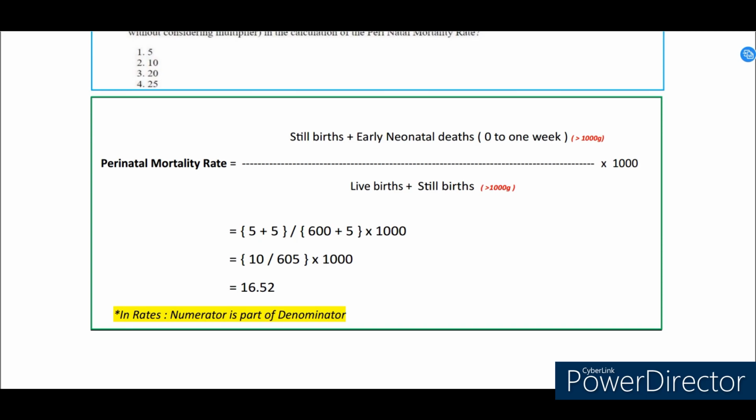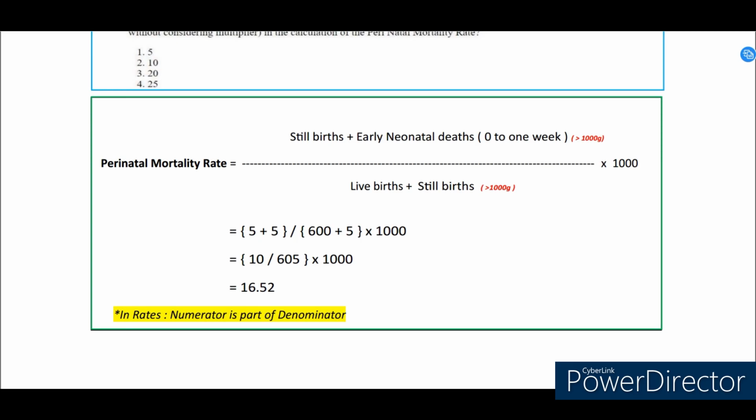And in the denominator, the live births is given as 600, and we need to add the stillbirths again in the denominator because it is a rate. Always remember, the numerator is part of the denominator in case of rates. If the question was perinatal mortality ratio, then in the denominator we need to take only live births. Okay, we should not include the stillbirths.